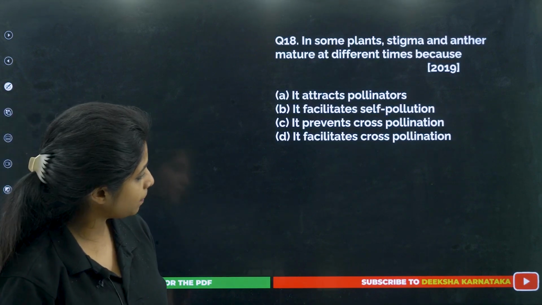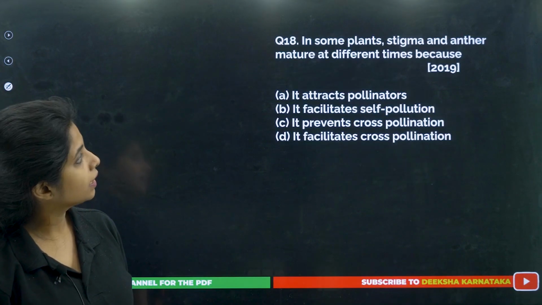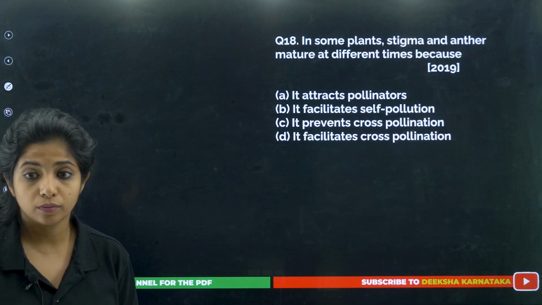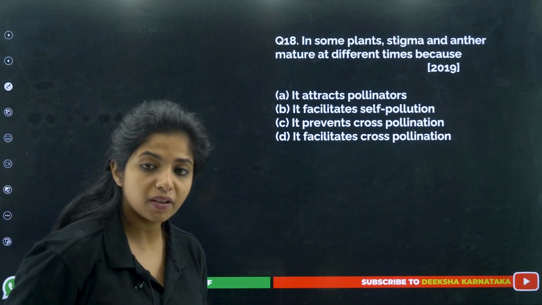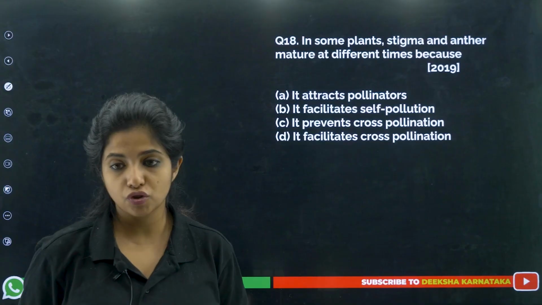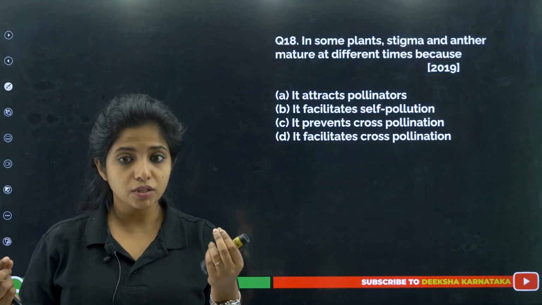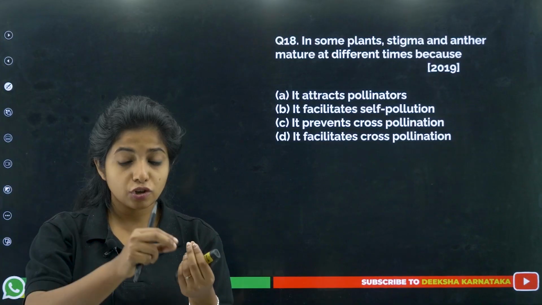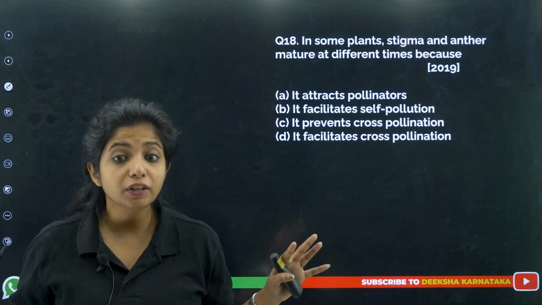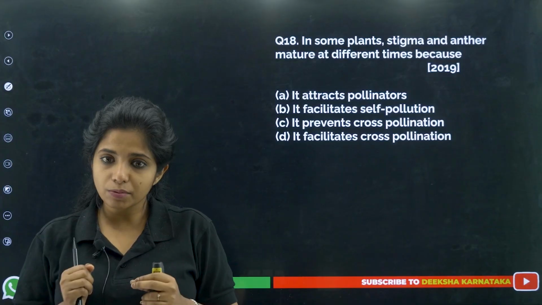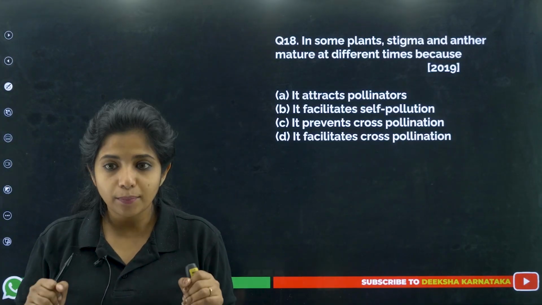Next, in some plants, stigma and anther mature at different times because. Why do you think in some plants stigma and anther mature at different times? Okay, if stigma and anther are maturing at different times, that means the pollen grains should not be coming over here and fertilizing. To avoid fertilization, this is happening. If fertilization has to happen, then both of them mature at the same time. They do not want fertilization to happen.